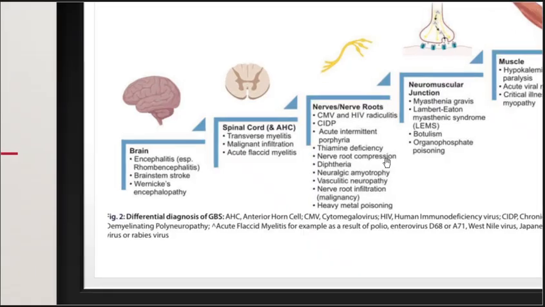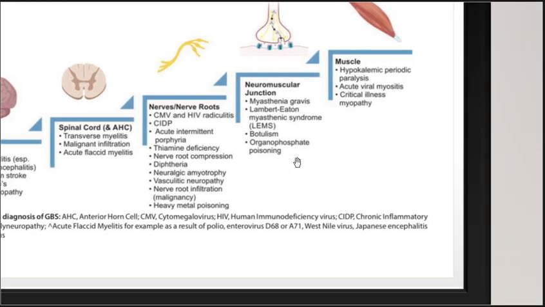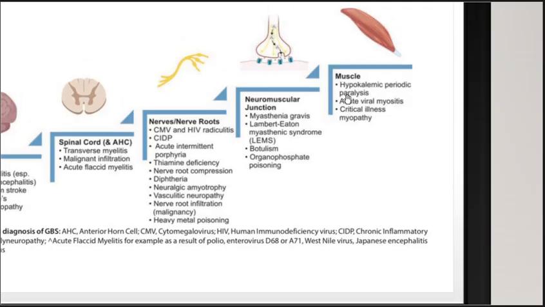The differential diagnoses are encephalitis or brain stroke, spinal cord disease such as transverse myelitis, acute flaccid myelitis, or any radiculopathy or neuropathy caused by CMV, HIV, CIDP, thiamine deficiency, or diphtheria. At the neuromuscular junction: myasthenia, Lambert-Eaton, botulism, and OP poisoning. From muscle causes: hypokalemic periodic paralysis, acute viral myositis, and critical illness myopathy.